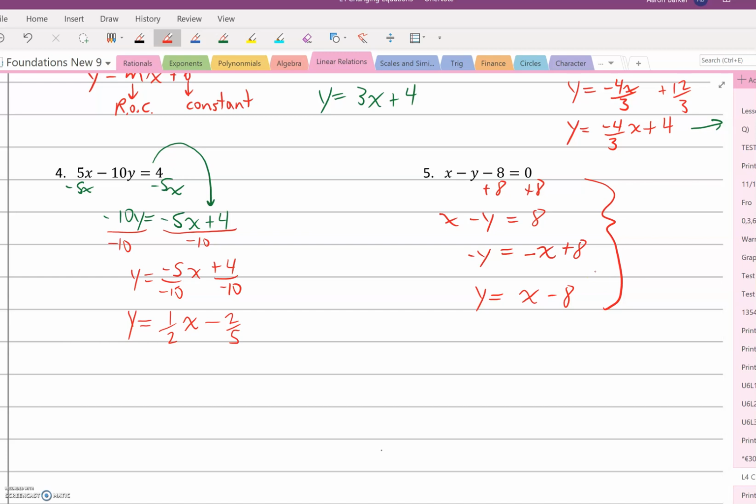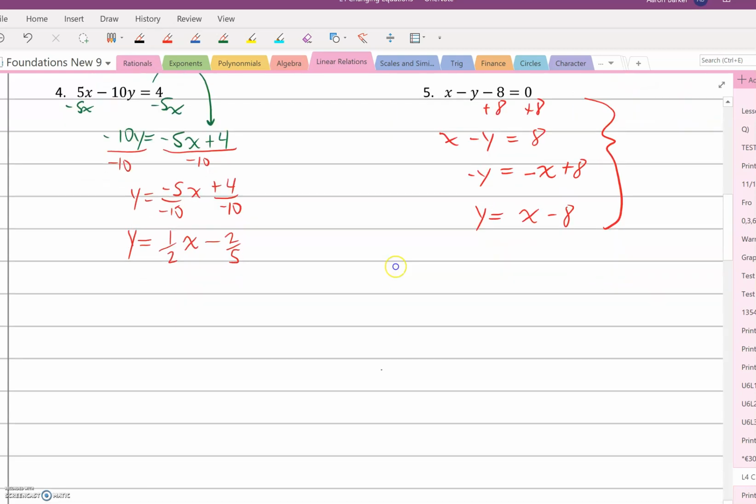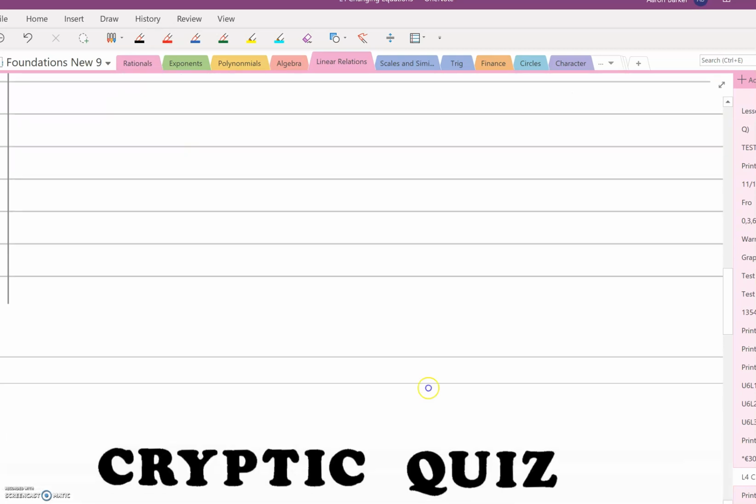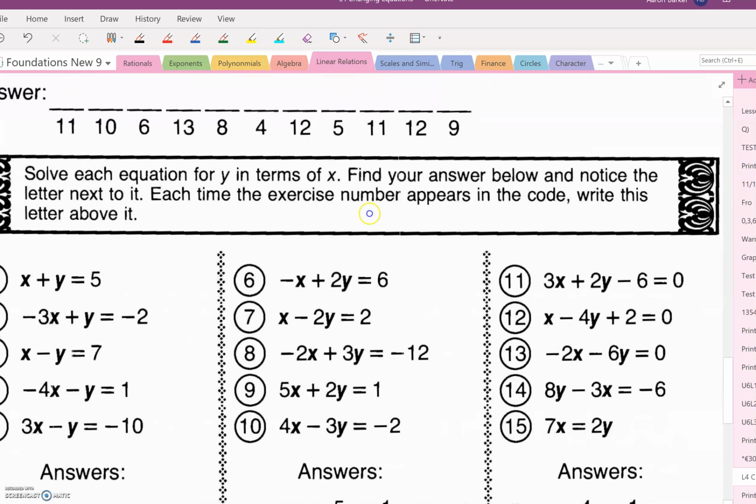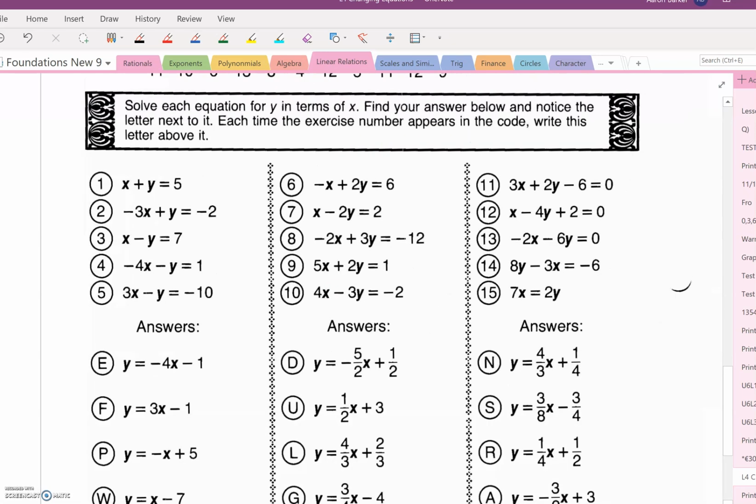All right. So then your homework is going to be just like this. Okay. So for your homework now, you have this cryptic quiz. Okay. And so you're going to check on here. You can probably do your work on this sheet or do it on a separate sheet of paper.